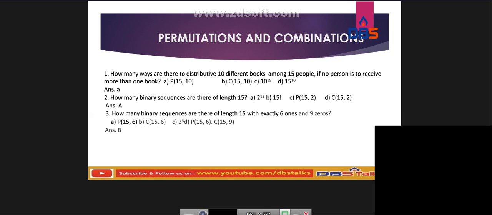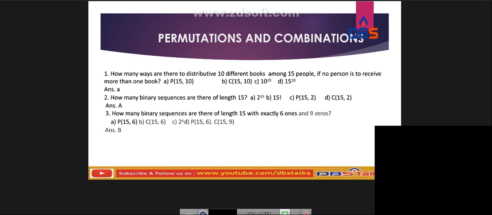Next one. How many binary sequences are there of length 15? Binary means 2, so the number of sequences is 2 power 15. Binary means 0 and 1. Next, how many binary sequences of length 15 are there with exactly 6 ones and 9 zeros? That is C of 15 comma 6.